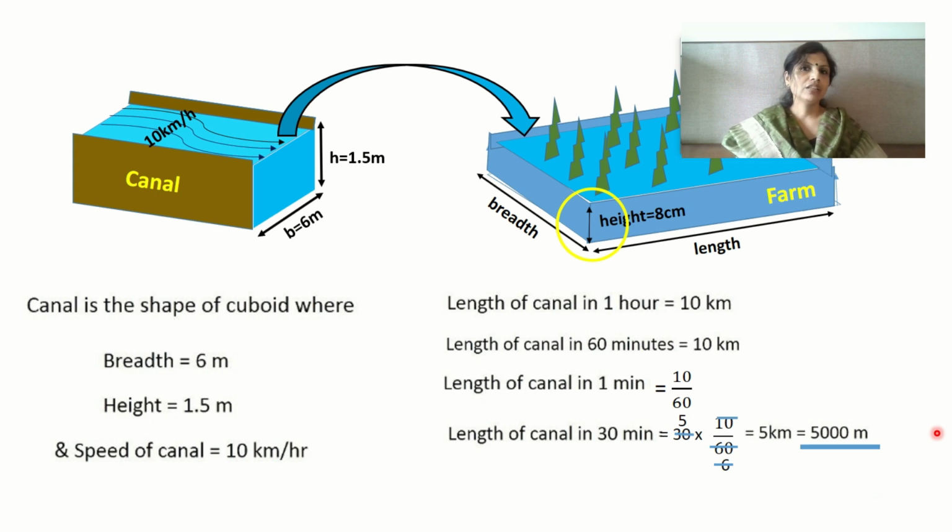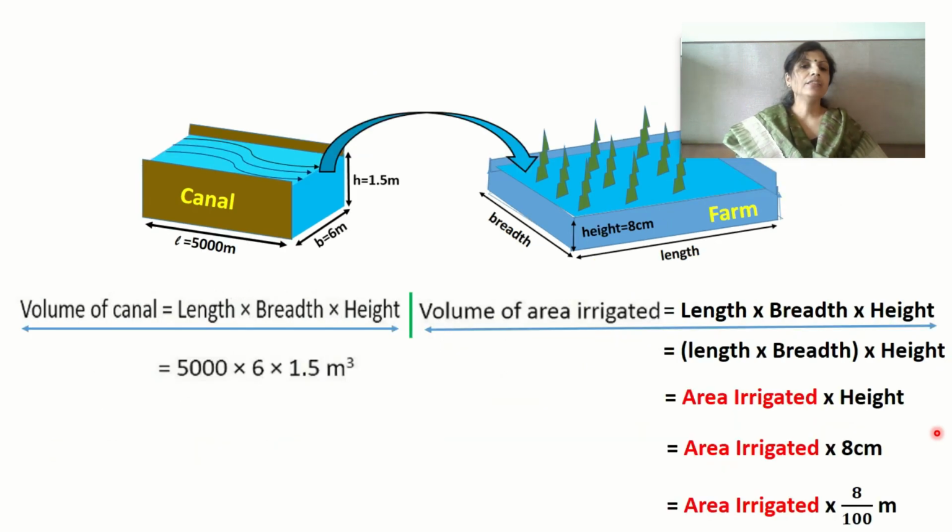So now for the canal, we have length, we have breadth, we have height. So we can find out volume of water in the canal. So the formula would be length into breadth into height. Let's substitute the values. 5000 into 6 into 1.5. Then this water from the canal is going into the farm. So we'll now find out volume of the farm.